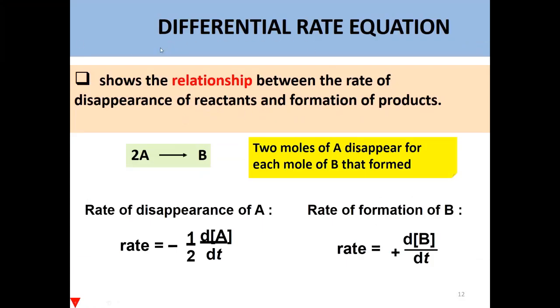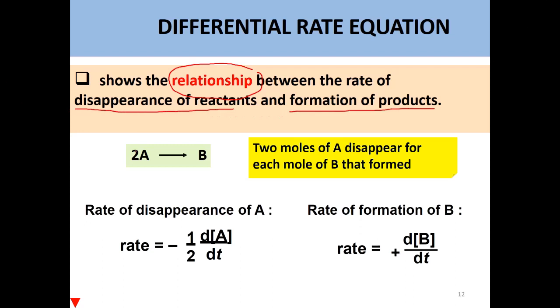Now we proceed with the differential rate equation. The differential rate equation basically is the relationship between the rate of disappearance of reactants or formation of product.